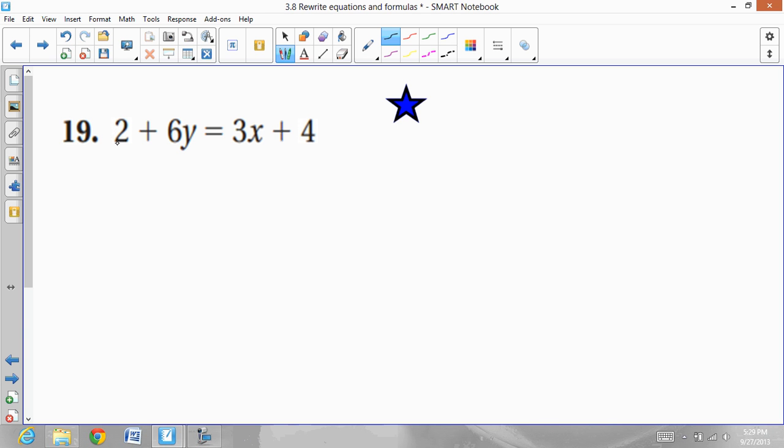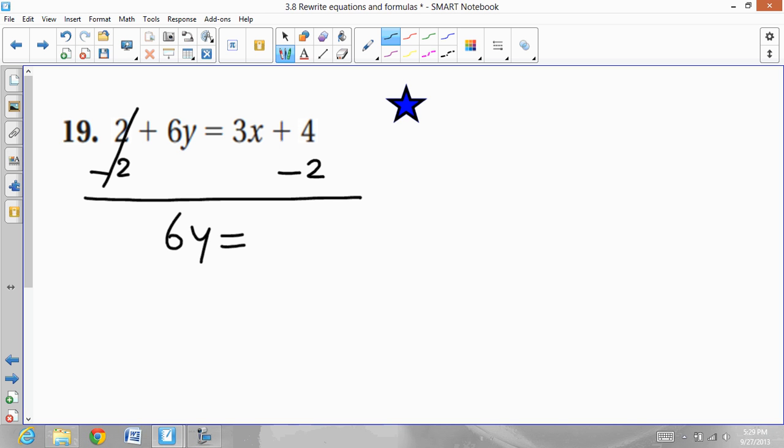The opposite of positive 2 in this case is going to be a negative 2 on the left, and in this case I can write it under the 4, negative 2, because that is a number and this is a number, which is basically a constant. 2 and negative 2 cancel out, and you have 6y equals 3x, and positive 4, negative 2 combines to give you just the positive 2.